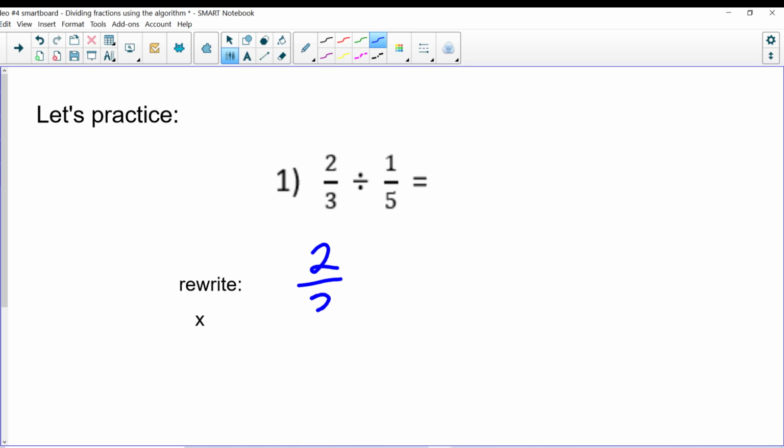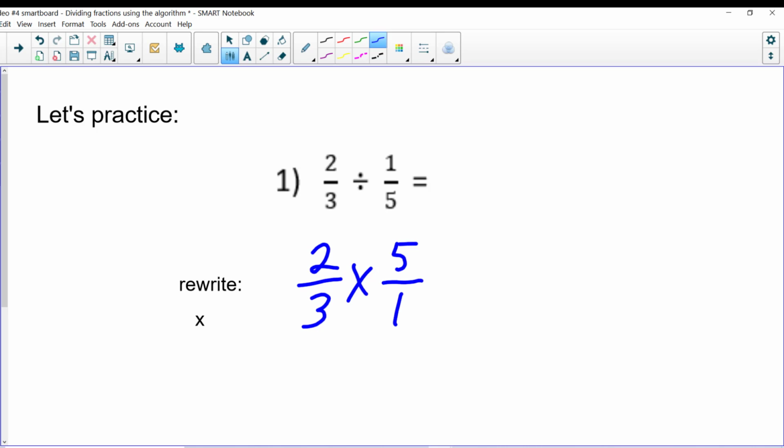So we keep 2/3. Now we're going to change it because remember, division is the same as multiplying by. Now, is it going to be multiplying by the same as 1/5? No, I can't just change division to multiplication and keep the numbers the same. That wouldn't make sense. That wouldn't be equivalent. So we're going to multiply it by the reciprocal of this second fraction. So what is the reciprocal of 1 over 5? We just flip the numbers around and we get 5 over 1.